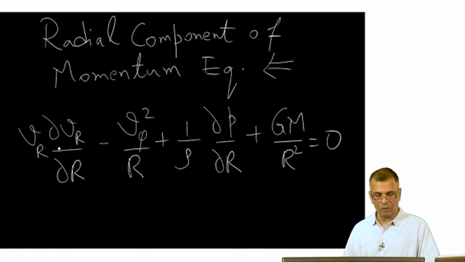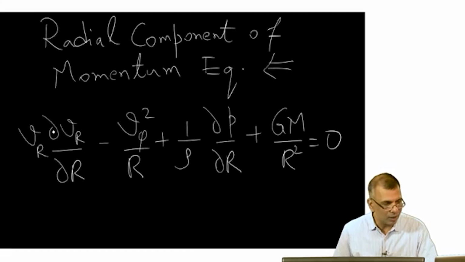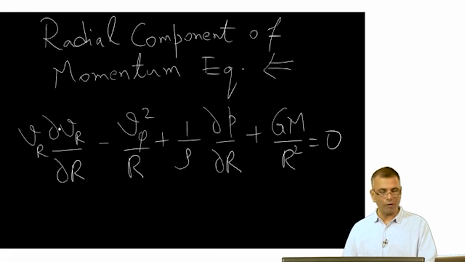Now, you immediately realize that we have written a VR here. Okay, this is assuming that there is a small but finite VR. Now if the azimuthal velocity is Keplerian, right, we know that the second and the last terms in the equation, these two cancel each other. These two are exactly the same. This is equal to this if the azimuthal velocity is Keplerian, right.